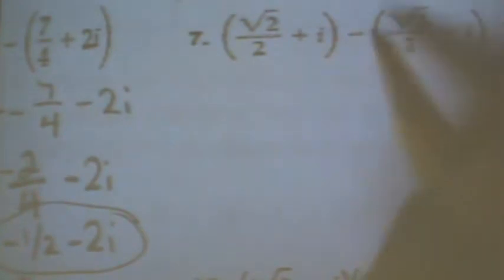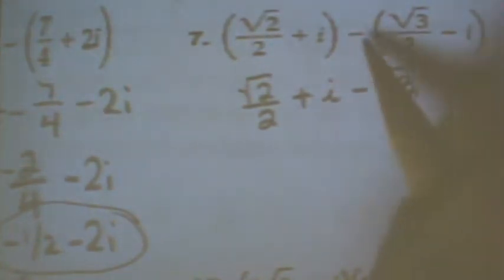This one you're going to subtract, so root 2 over 2 plus i minus root 3 over 2 plus i. These are your a values, and since they have a common denominator, you're just going to combine the numerators. So it's root 2 minus root 3 over 2, and then i plus i is 2i.